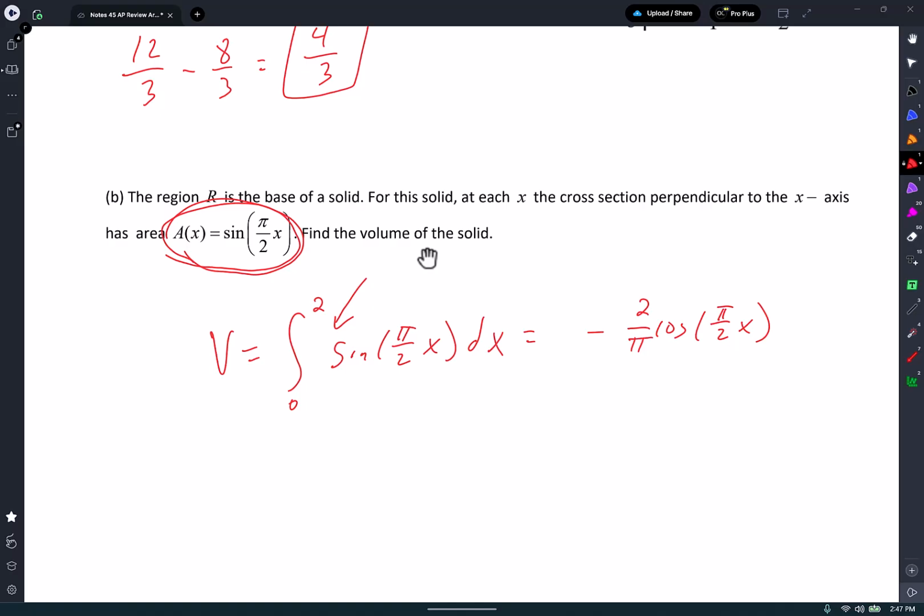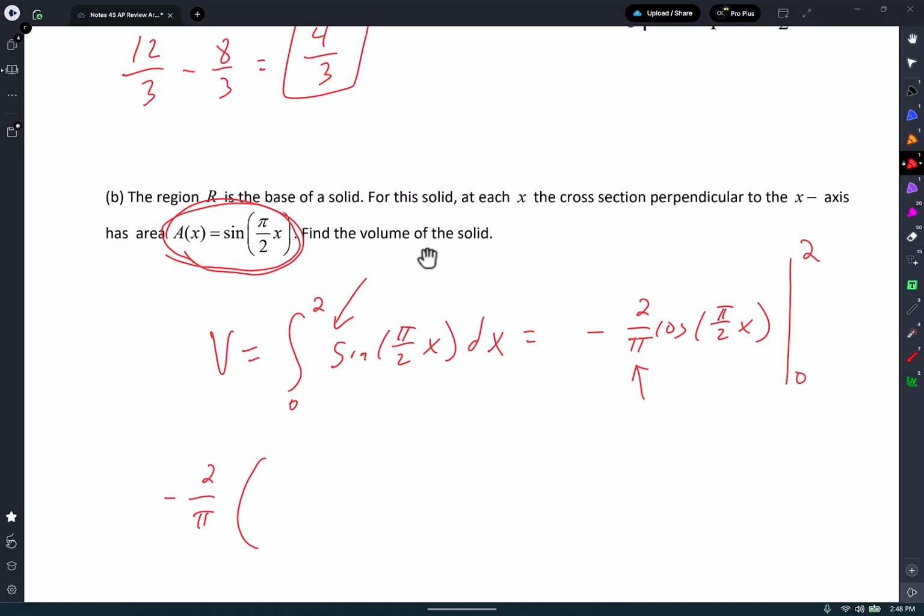Chop, I'm going to get a negative answer. No, you're not. Lower limit 0, upper limit 2. I'm going to factor that negative 2 over pi. You don't have to factor it out, but make life easier for yourself.